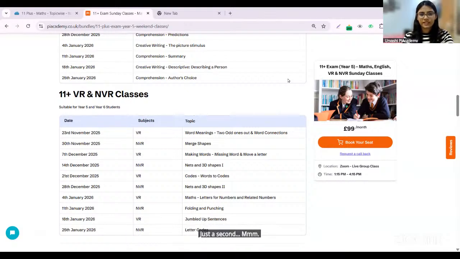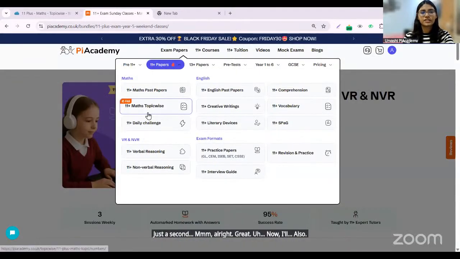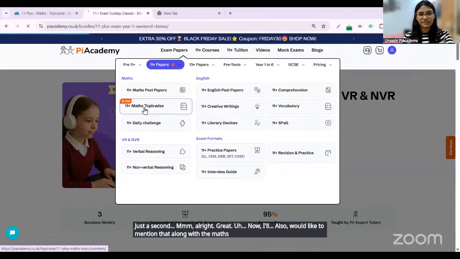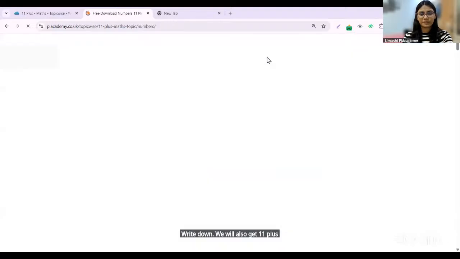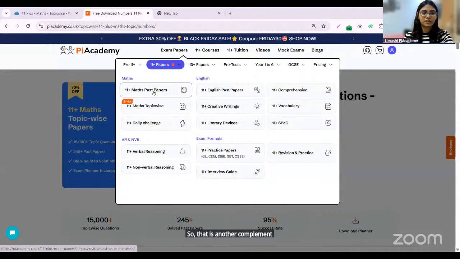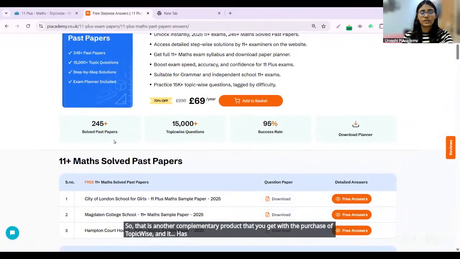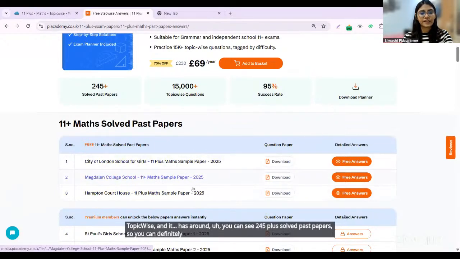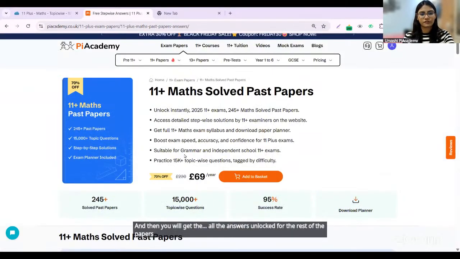All right, great. Now I also would like to mention that along with the maths topic wise that we discussed right now, you will also get 11 plus maths solved past papers. That is another complementary product that you get with the purchase of topic wise, and it has around 245 plus solved past papers. You can definitely try out the free papers from here, and then you will get all the answers unlocked for the rest of the papers if you purchase any of this product.